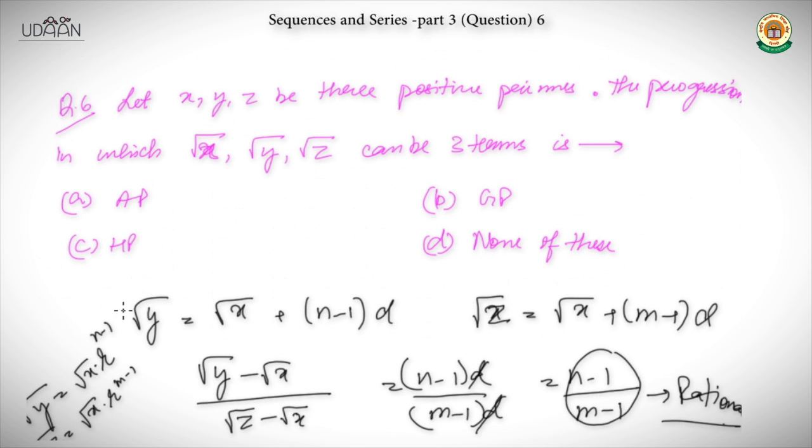So we see that no matter what progression we assume these numbers to be in, we always arrive at a contradiction which involves rationality. Hence these can't be in any of the progressions. So the answer is none of these. Very good question. And now that is it, we'll move on to the 7th one.